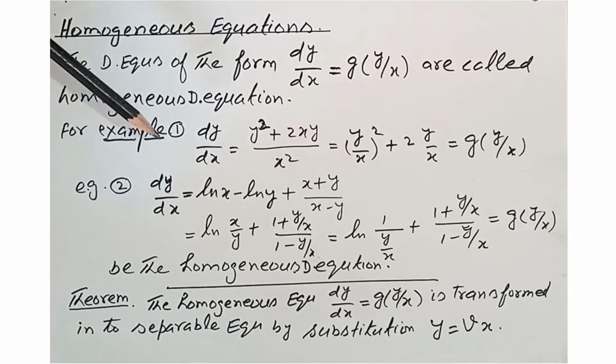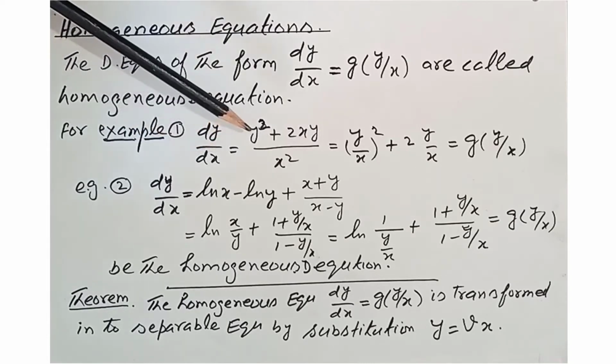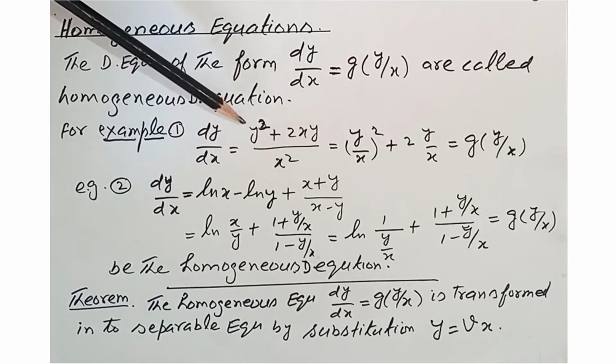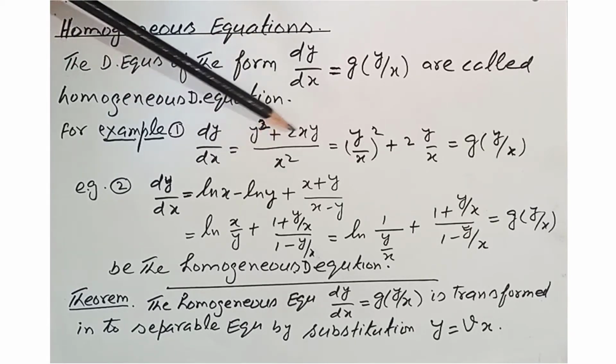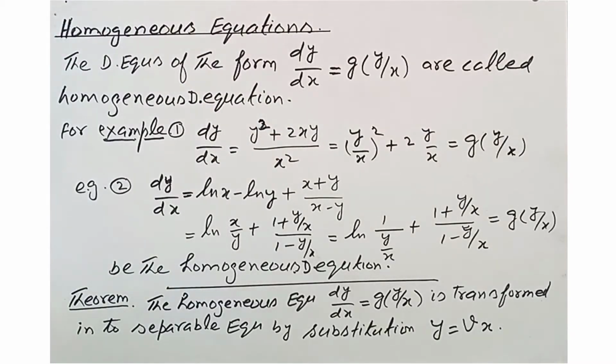Now, for example, number 1, dy by dx equal to y square plus 2xy divided by x square. We divide this by x square. This is y square over x square and 2xy over x square. So you see here it becomes y by x whole square plus 2y by x. So you see this is y by x and this is also y over x. So this whole term is a function of y over x. We say this is g of y over x. So dy by dx is a function of y over x. So this is the homogeneous differential equation.